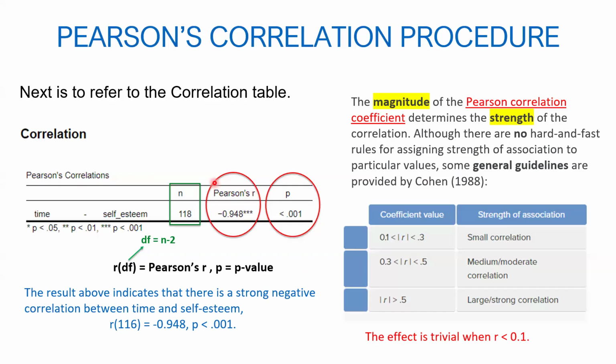Going back, our Pearson's R is negative 0.948. Getting the absolute value would be 0.948, which is greater than 0.5. Therefore, we have a strong correlation existing between time and self-esteem. But let's not forget the negative sign. So that's why we're able to come up with this interpretation.